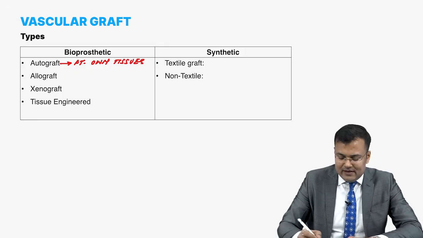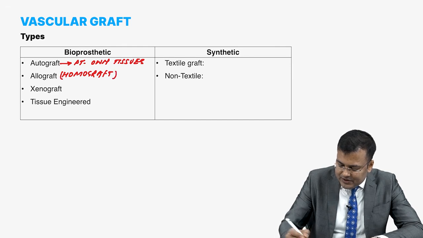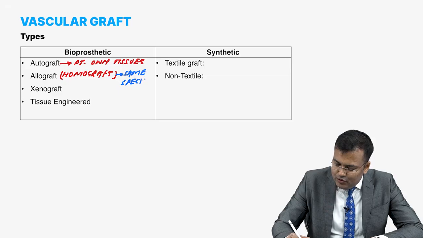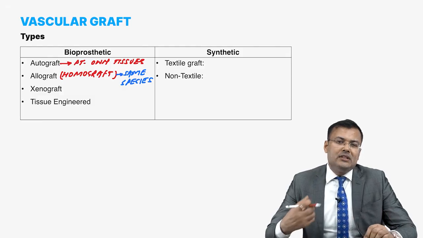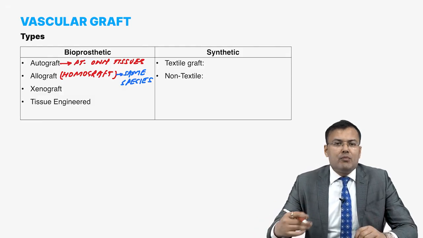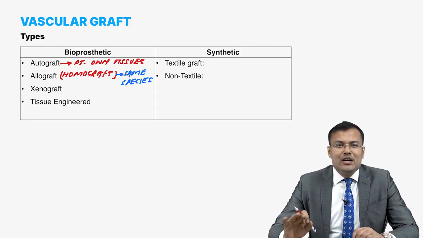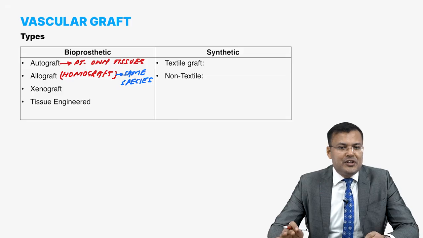Allograft. Allo, this is also known as homograft. Here, the graft is taken from the same species. If you know Punjabi, it is easy for you to remember it for long. Suppose a mother gives her kidney to her son. Then it becomes an allograft. You got it? So what is allograft? This is homograft, when the graft is taken from the same species.